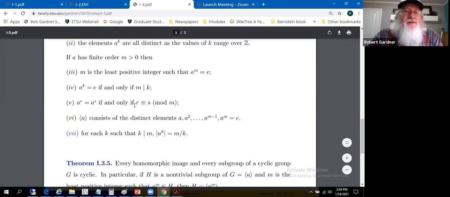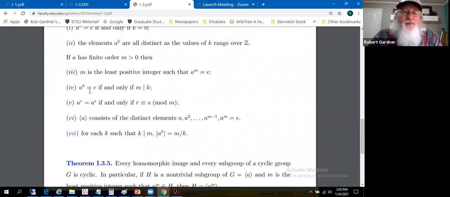Next, still in the realm that element A is of finite order M. A to the K equals the identity if and only if M divides K, or in other words, K is a multiple of M. And that makes sense. Think integers mod M. So that's not a surprising result either. A to the R equals A to the S if and only if R and S as integers are congruent modulo M. Well, that makes sense. R minus S is a multiple of M, in other words, and we saw something like that in the previous argument.